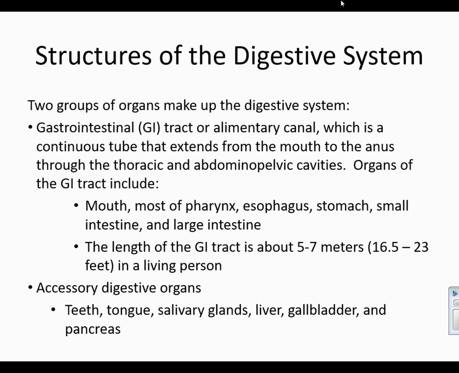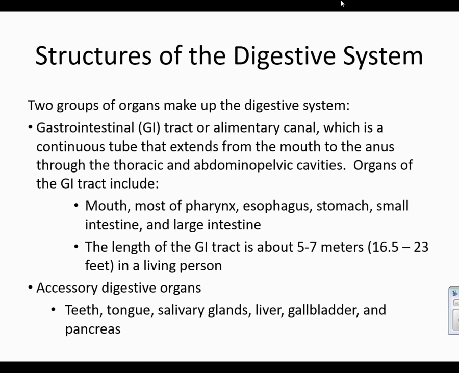Collectively it is about 5 to 7 meters in length, or 16.5 to 23 feet in a living person, which, as you guys know, none of us are 16.5 to 23 feet tall, indicating that there's going to be a lot of twisting and turning and folding going on, especially in our small intestine, which doesn't get its name for its length, but instead for its width.